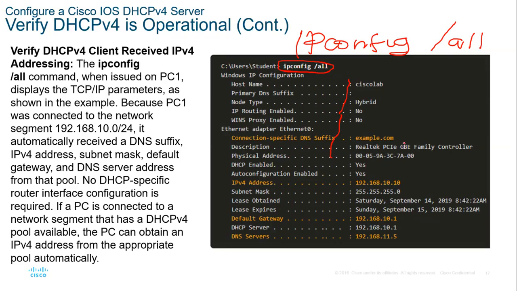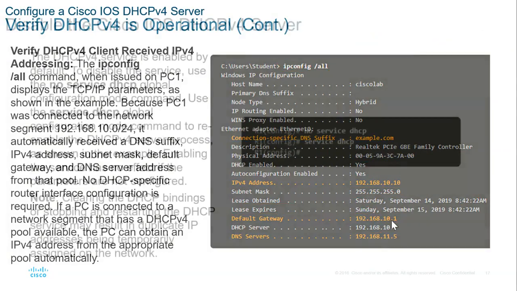But for us, we're interested, as you can see, in the domain name, the MAC address, the preferred IP address, the subnet mask, the lease obtained when the IP address was assigned, and then the lease expires. So when you look at this, it's Saturday, then Sunday, meaning that it's a 24-hour lease. Then we have the default gateway, the DHCP server, and then the DNS server.